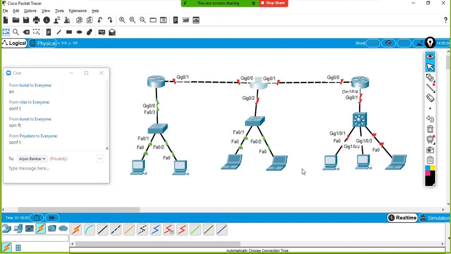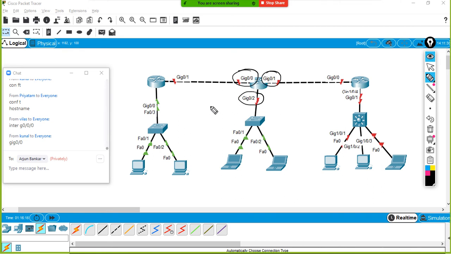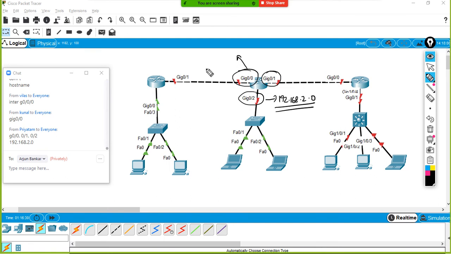Which interfaces do we need to configure here? Hostname already I configured, and here we need to configure 3 interfaces, right, guys? One is gigabit Ethernet 0/0, then 0/1, then 0/2. 0/2 is connected to my internal network, so I decided to use the 192.168.2.0 network. Then which IP address do I need to configure here? We need to configure 10.1.12.2, right?